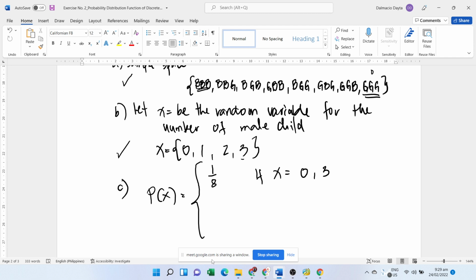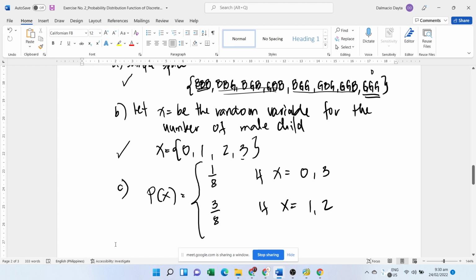Ganun din, yung 1 at 2. If X equals 1, ayun yun na. Tatlo. 3 out of 8. Also, if X equals 2, ayun din yan na. 3 out of 8. So, 3/8 if X equals 1 or 2. Yan na yan. Kompleto na yan.